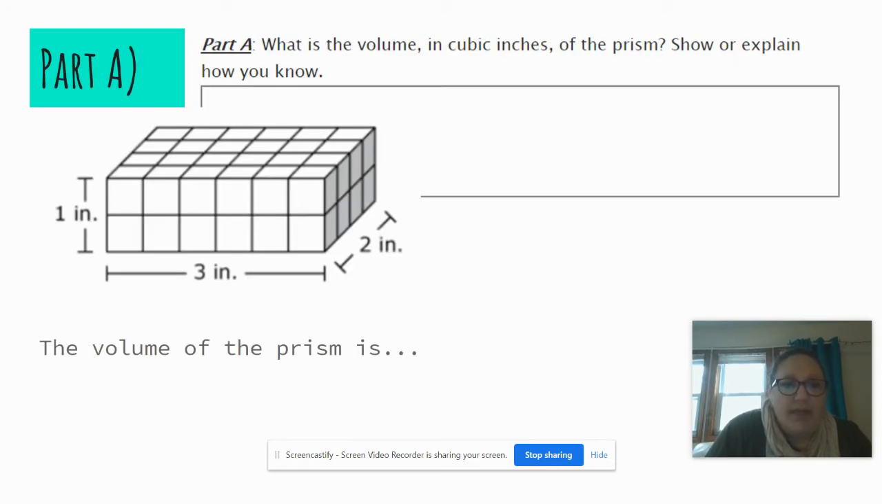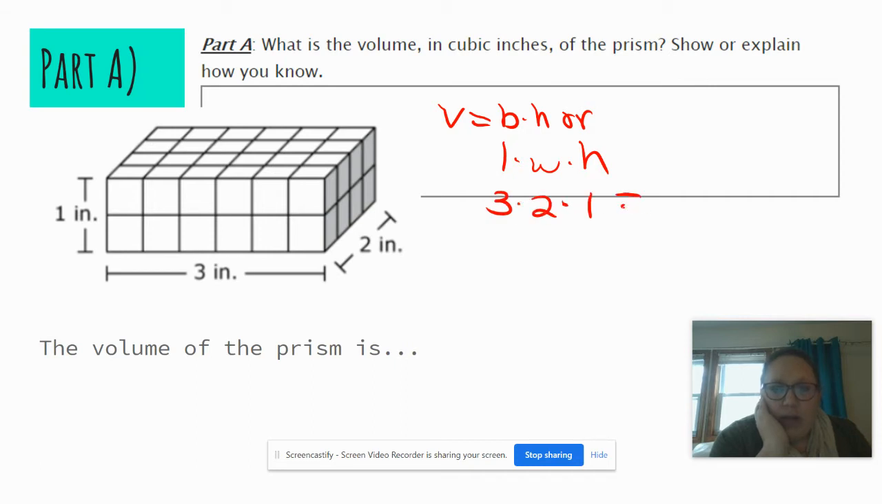Okay, so part A, what is the volume in cubic inches of the prism? So this you would normally have a formula sheet for, so you would go and look and you would say that volume is base times height, or we're going to use length times width times height. As we already said earlier, our length is 3, our width is 2, and our height is 1. So our volume would be 6 inches cubed, because again, we're just multiplying the 3 things together. So the volume is 6 inches cubed.